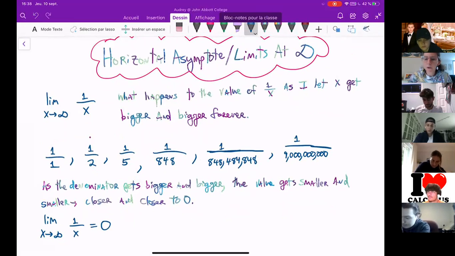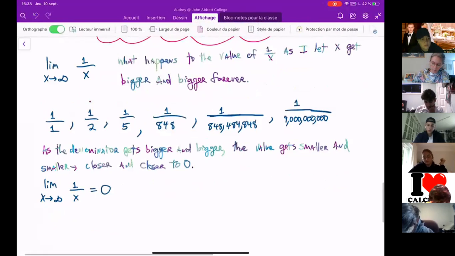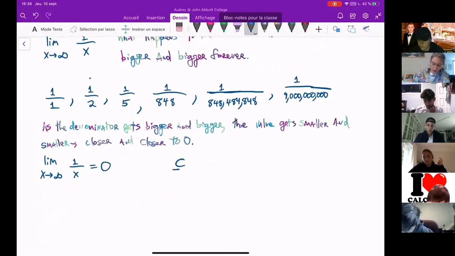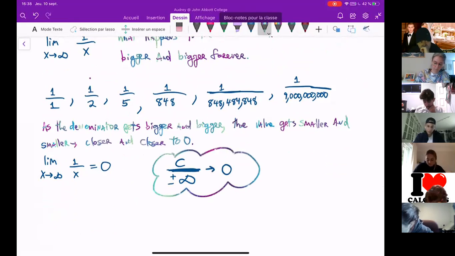So in the same way that a constant over 0 meant infinity, negative infinity, or does not exist, a constant over infinity, it doesn't matter if that's a 1 on top or a 7, a constant over infinity, and that infinity can be positive or negative, always means 0. And you need to know that.